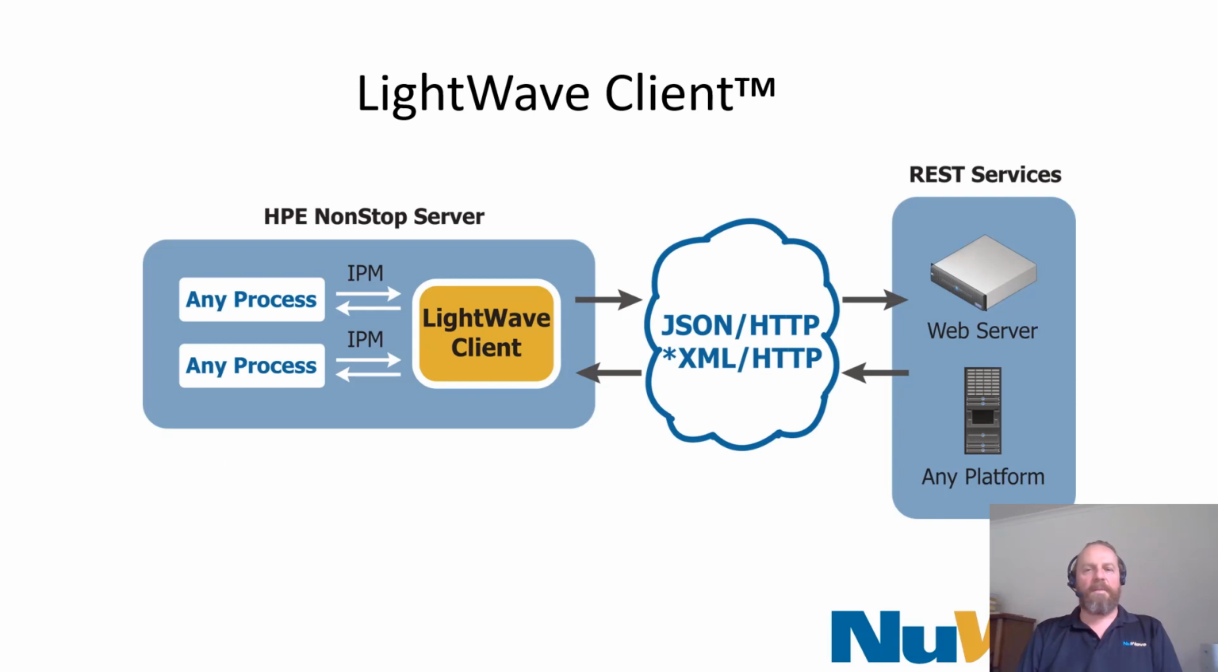So the LightWave Client architecture, reversed from LightWave Server. On the left-hand side, we have the NonStop server and the NonStop applications, communicating with LightWave Client using an IPM. LightWave Client converts that IPM into either a JSON or XML request over HTTP and sends it to the REST service provider, who processes that request and returns a response that LightWave Client turns back into an IPM and returns back to the calling application.